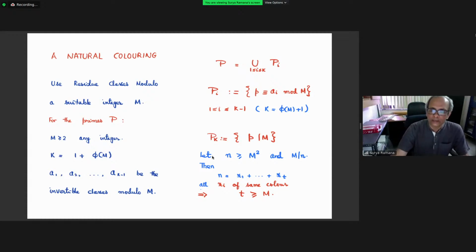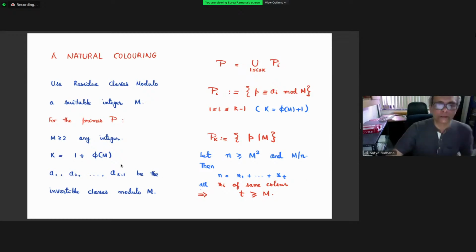Now let us try to see how many summands are required if I want to express a number n which is greater than m squared and is divisible by m. Let us see how many summands we require in order to express such an n as a monochromatic sum using this partition. Suppose that n can be written as x1 + x2 + ... + xt with all xi's of the same color. What this means is that the xi's all belong to one particular element of this partition. Suppose n has such a representation. I claim that t, the number of summands, is at least m.